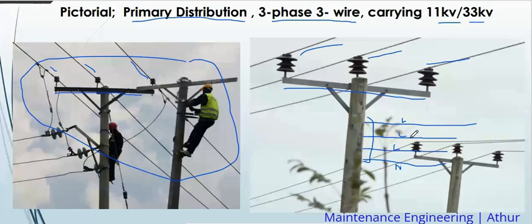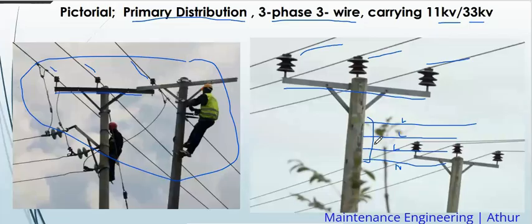This one that I've drawn here is what we call the secondary distribution after the transformer. We get 3-phase 4-wire. But before the transformer, it is primary distribution, and we have 3-wire, 3-phase. It feeds the transformer, and the transformer outputs 3-phase 4-wire as I've showed you here. And they are always moving in a vertical structure like this that I've drawn here.